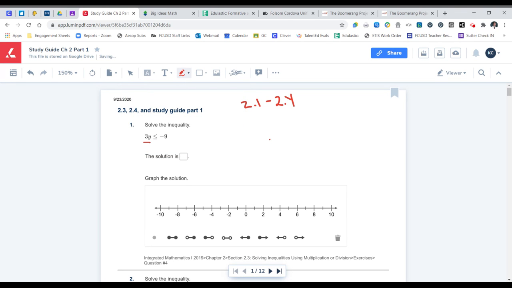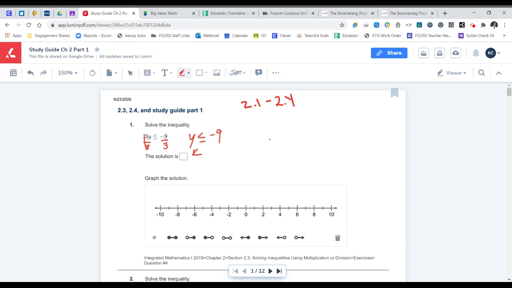All right, so I would divide by 3 on both sides. And what that's going to do is give me y is less than or equal to negative 9. We don't need to change the inequality since 3 was a positive number. And that's going to be my solution.